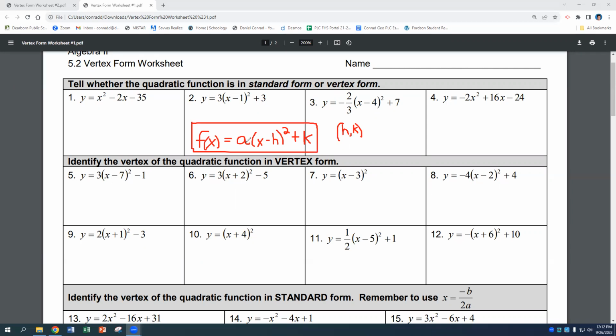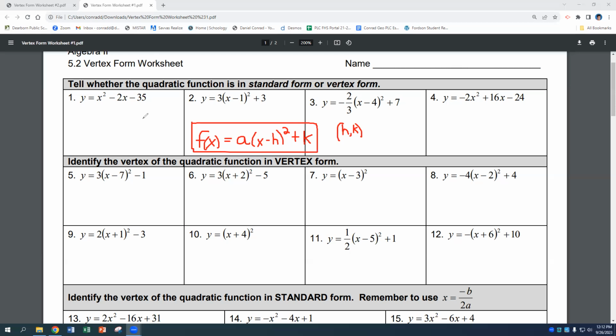If a is positive, that means our graph is going to open upward. If a is negative, that means our parabola is going to open downwards. If the absolute value of a is greater than 1, it's going to be a vertical stretch. If the absolute value of a is between 0 and 1, it's going to be a vertical shrink or vertical compression. You can use the word shrink or the word compression interchangeably.